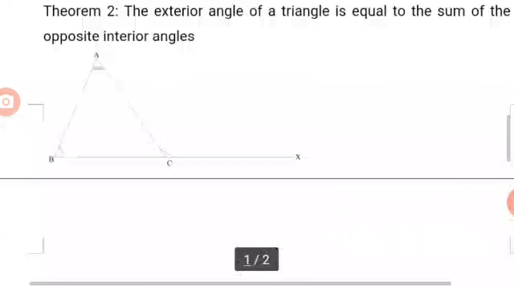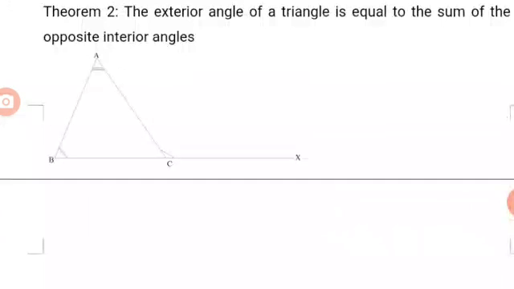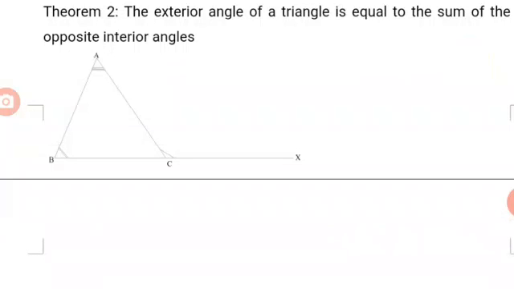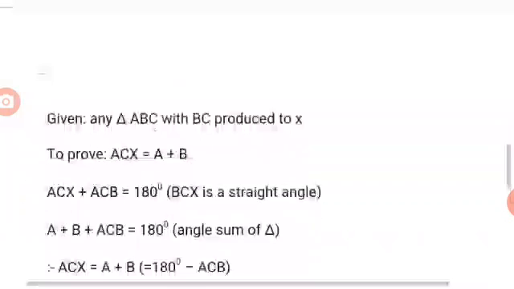Are we together? What we are trying to say here in essence is what I've said earlier on. Is that clear? That is, angle ACX is equal to the sum of angle A and angle B. That is all. Are we together?